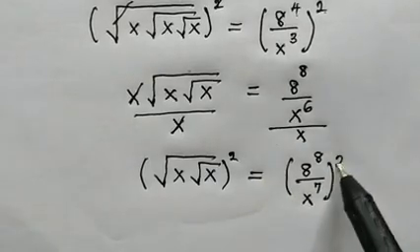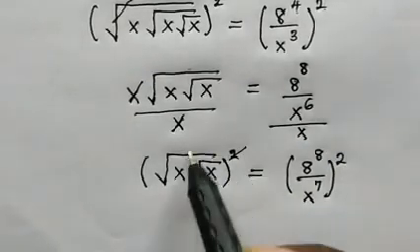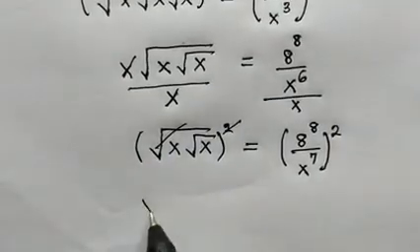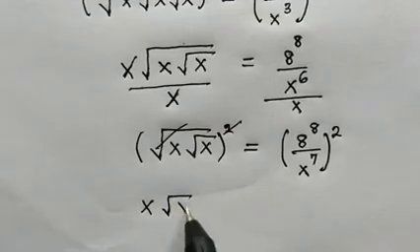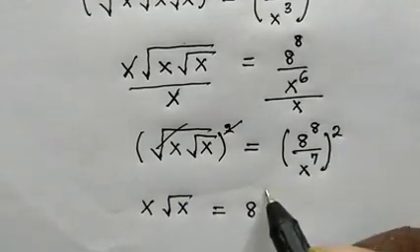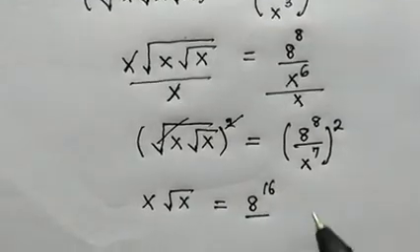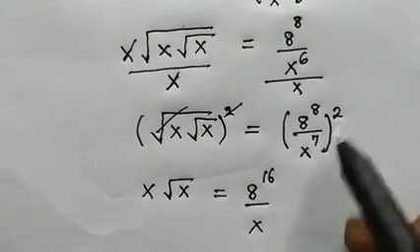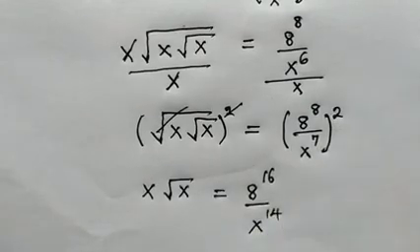This is an amazing equation, right? So this cancels this. Then we have x times root of x. So this will be equal to 8 to the power of 8 times 2 here will give us 16 divided by x to the power of 7 times 2 here will give us 14.